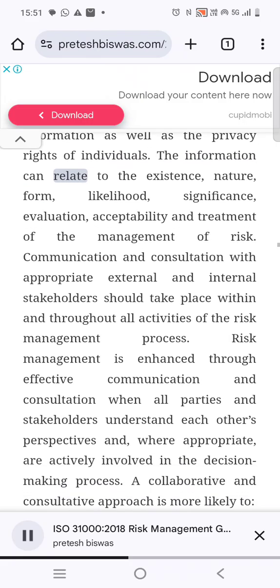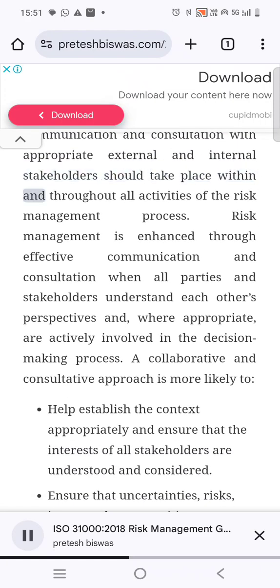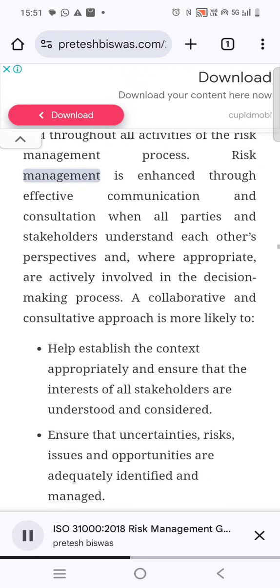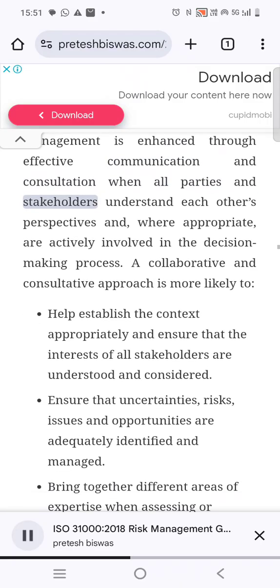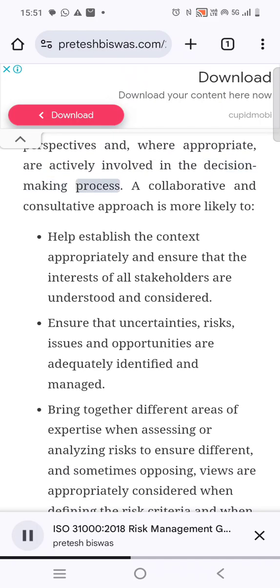The information can relate to the existence, nature, form, likelihood, significance, evaluation, acceptability, and treatment of the management of risk. Communication and consultation with appropriate external and internal stakeholders should take place within and throughout all activities of the risk management process. Risk management is enhanced through effective communication and consultation when all parties and stakeholders understand each other's perspectives and, where appropriate, are actively involved in the decision-making process.